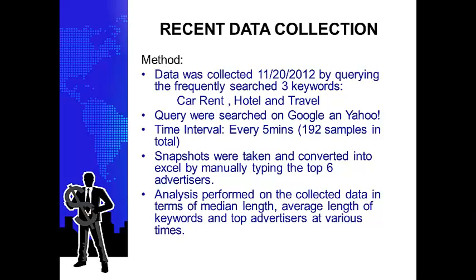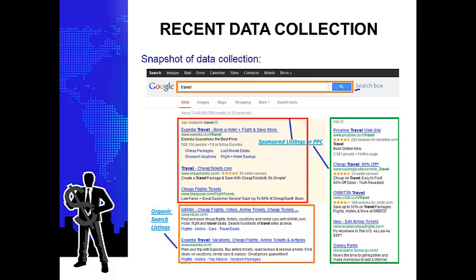These were queried on 2 search engines, Google and Yahoo, with a time interval of 5 minutes, and we collected 192 samples. The snapshots were taken and we converted them into Excel by manually typing it down. Here is how we collected the data. We searched the keyword travel in the search box. Then as you can see, we have sponsored search listings or PPC, the ones listed on the right and at the top, and then we also have the organic search listings.